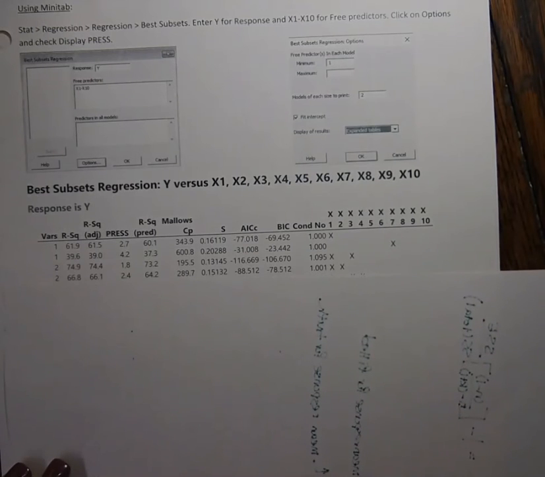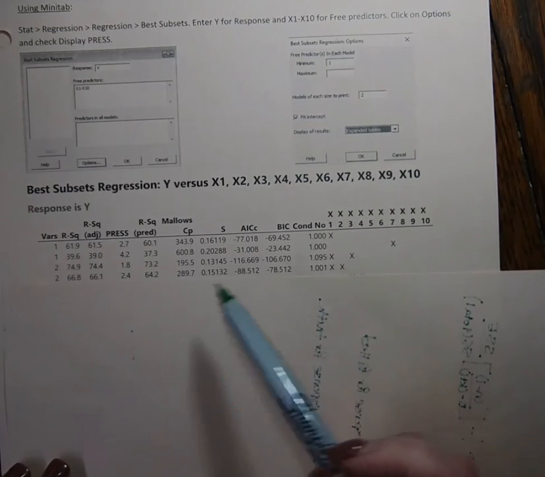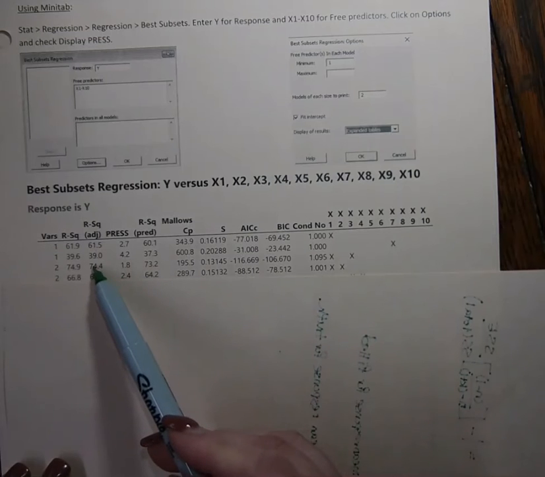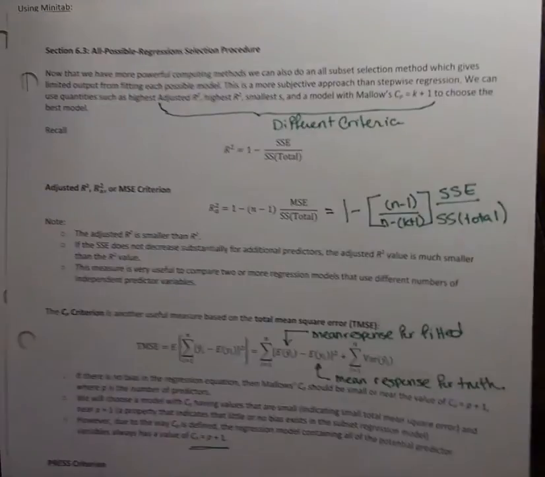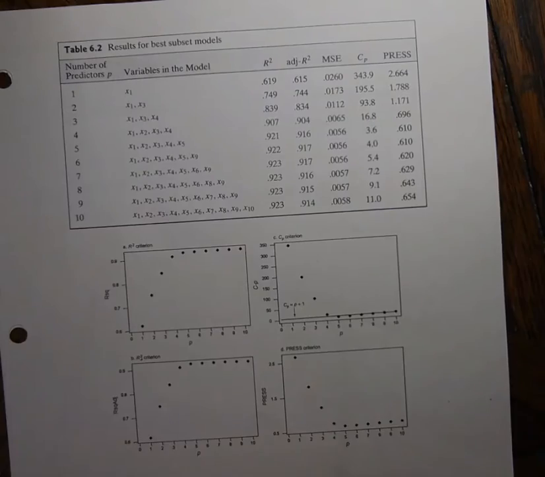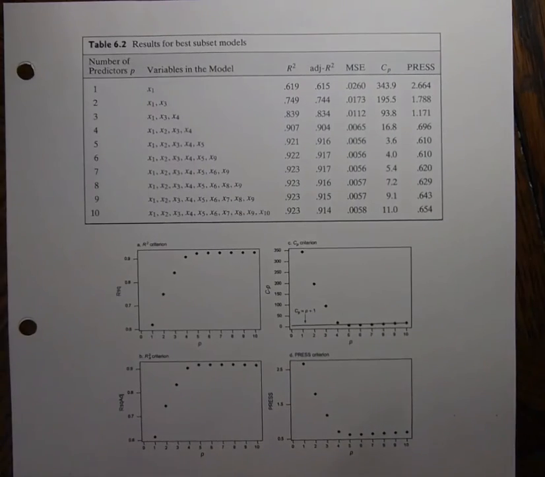You could do the same thing with 2. We could compare this model with this model, and notice from R squared adjusted we go from 74.4 to 66.1. So that's where this table here is coming from. They're just choosing the best one out of those 2 rows.